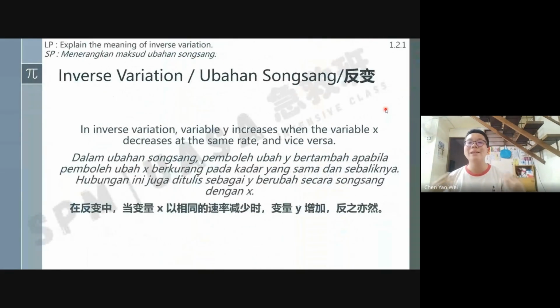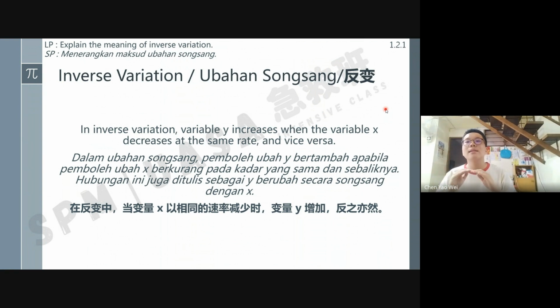You need to know what inverse variation is. Just now you learned direct variation, ubahan langsung. Sekarang kamu belajar ubahan songsang. Benda ini dia akan agak pelik sikit. Just now two things happened at the same time simultaneously, but now they also happen at the same time but in different directions. Y increases when the variable x decreases at the same rate. Kebalikan, x increases, y decreases.